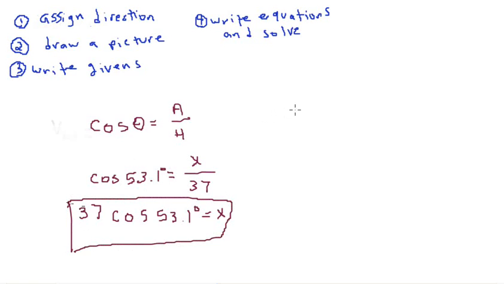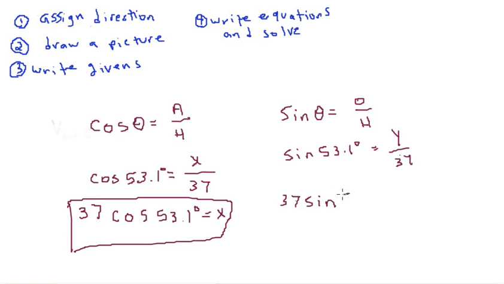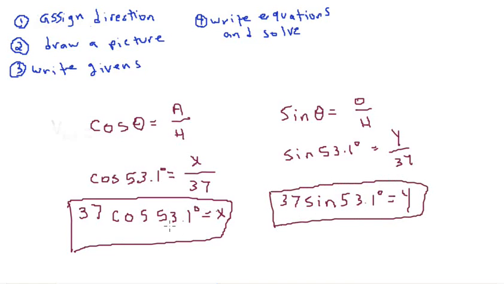And to find the y component, we're going to use sine of theta is equal to opposite over hypotenuse. Again, the angle is 53.1. The opposite side, in this case, is the y, and the hypotenuse is the 37 meters per second, which is the initial velocity of the ball. So now I'm going to bring 37 to the other side: 37 sine of 53.1 degrees is equal to y. This is what we need to find the x component of the velocity, and this to find the y component of the velocity.